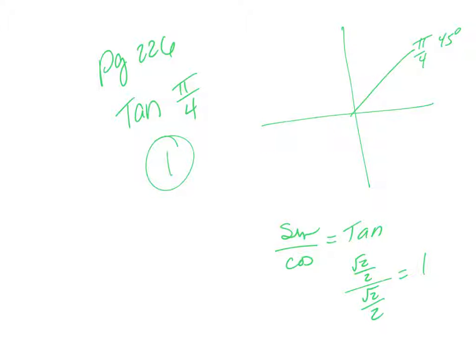Now let's say they ask you for the cosecant of 5 pi over 6. Okay? Well, who does cosecant go with?